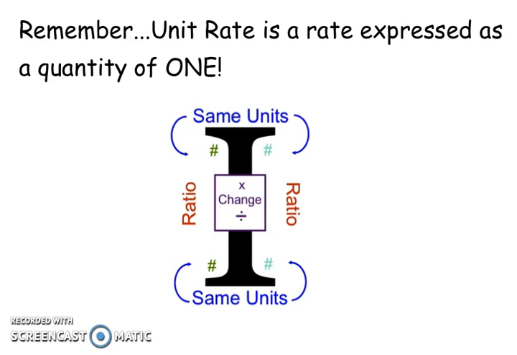Just a reminder, unit rate is a rate expressed as a quantity of 1, so miles per 1 hour. And I also want to remind you of the eye chart that you learned in Math 7. Remember that on top it's the same units, on bottom it's the same units, and then on the left side of the eye it's the same ratio, and then on the right side is a different ratio. We're going to use this eye chart for all of our example problems, and you should use it on your test and homework as well.